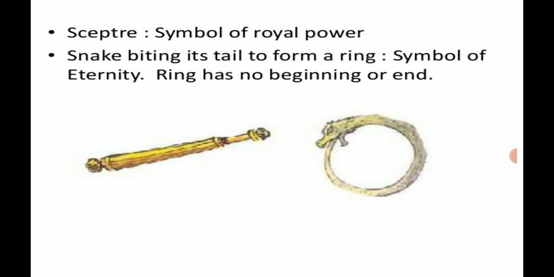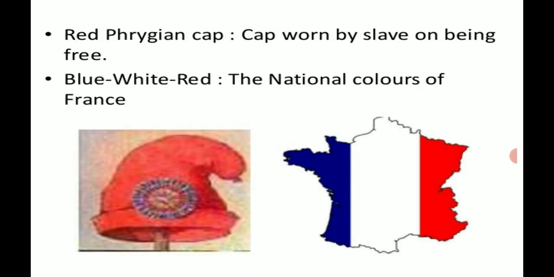Then the scepter, and here you can see a snake biting its tail to form a ring. The scepter is the symbol of royal power. The snake biting its tail to form a ring symbolizes eternity. A ring has no beginning or end. Then you can see the red Phrygian cap, and blue, white, red. The red Phrygian cap is the cap worn by a slave on being freed. Blue, white, red are the national colors of France.